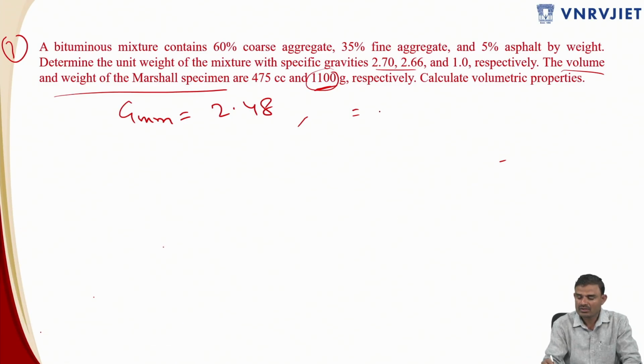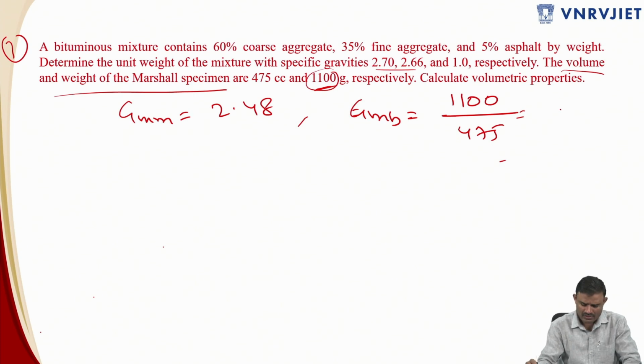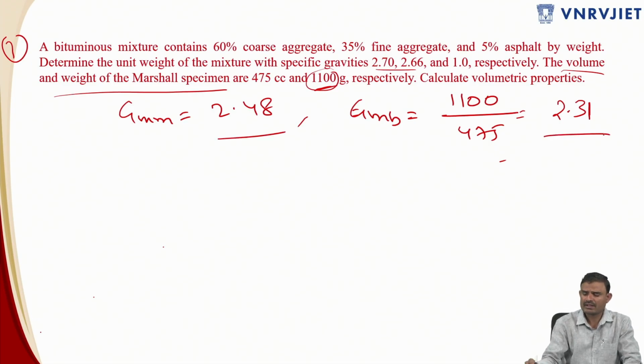So in this condition, you have to calculate GMB, which is nothing but the weight by volume. Weight is 1100 grams divided by volume, which is only 475 cc, that is centimeter cube. So again, we have the GMB value as 2.31. As you all know, this GMM value should always be higher than that of GMB.